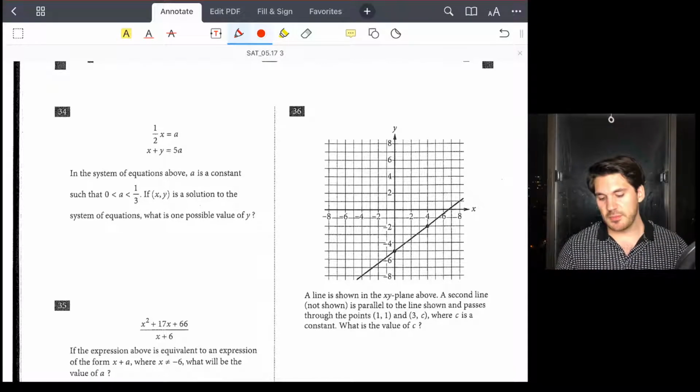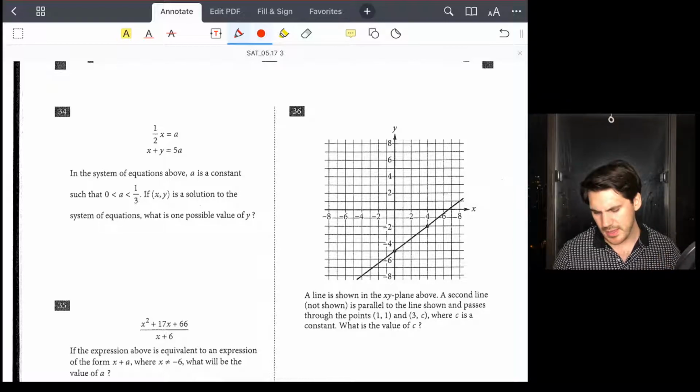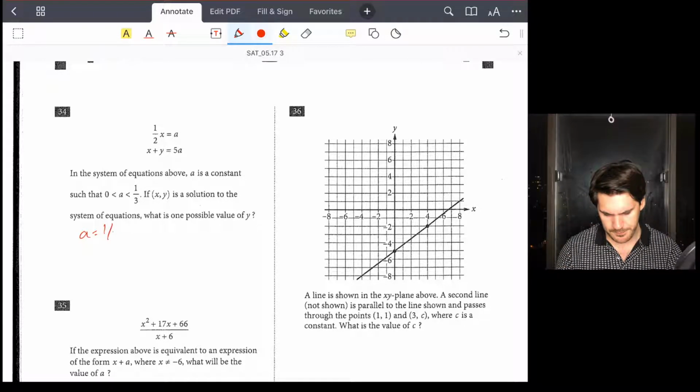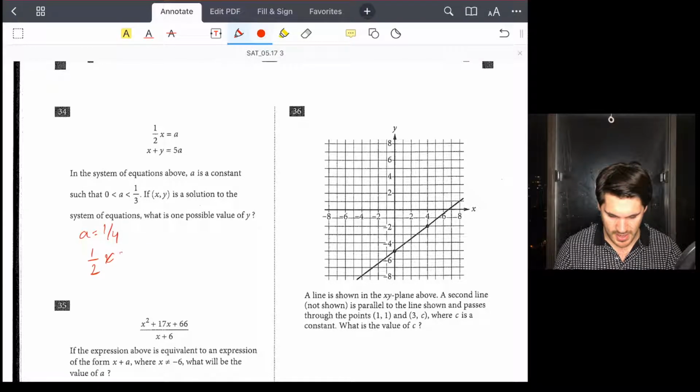So 34, we have a system of equations. We're told A is between 0 and 1/3. We want to know one possible value of y. X, y is a solution. So just pick a number for A between 0 and 1/3 and plug it in and solve from there. Let's say A equals 1/4. Again, it could be anything between 0 and 1/3. I just picked 1/4 because it seems easy. So if A equals 1/4, well, 1/2 x equals 1/4. That means x also is going to equal 1/2.